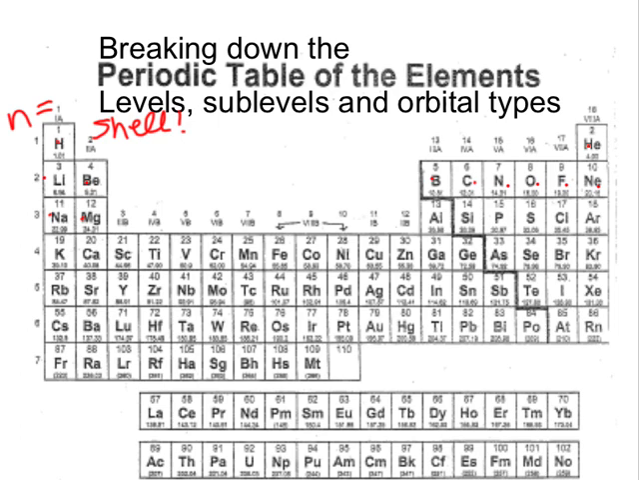So y'all remember energy levels 1, 2, 3, 4, 5, and so on, right? And according to the quantum theory, the mathematical model that fits all of this, these theoretically should go on to infinity. There really should be an infinity number of energy levels. Now, these energy levels are broken down into sublevels, also known as orbital types.